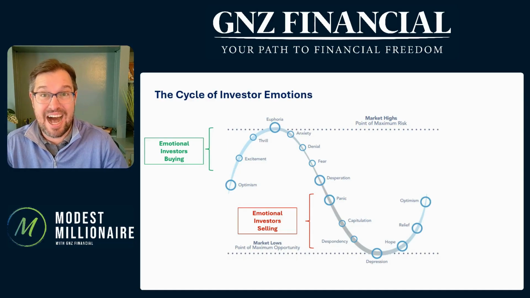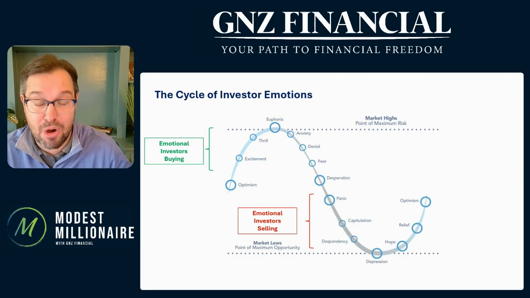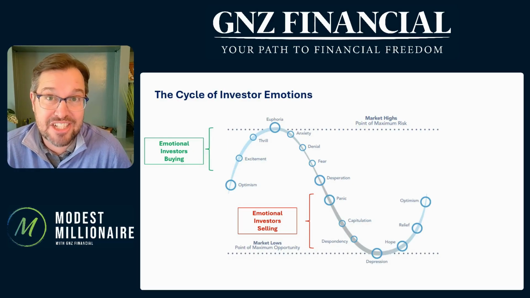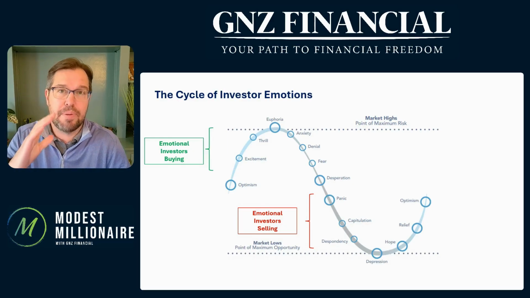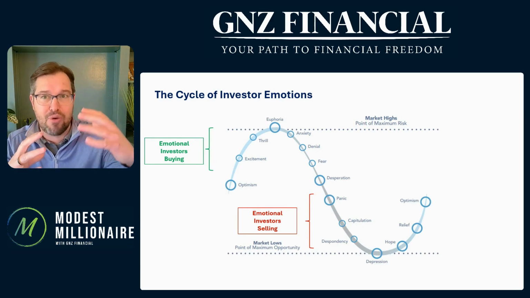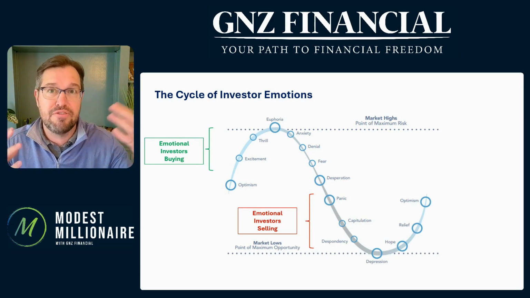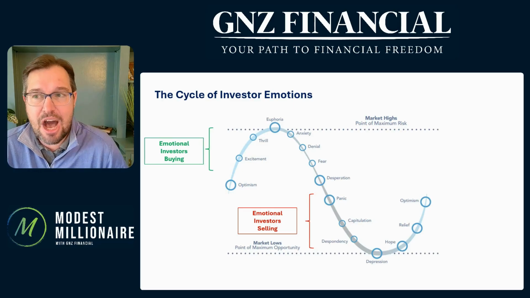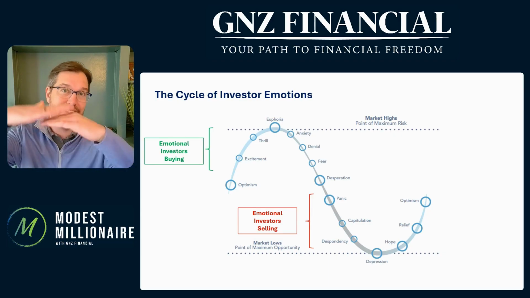We're buying at the highs with all the hype of the stock market, and we don't want to miss out on the next great thing. Things are going up and up and up, and we think they're going to continue to go up forever. That's the thrill, the euphoria. That's how emotional investors think about the stock market and when they're buying. But really, that's the point of maximum risk. We're buying at all-time highs.